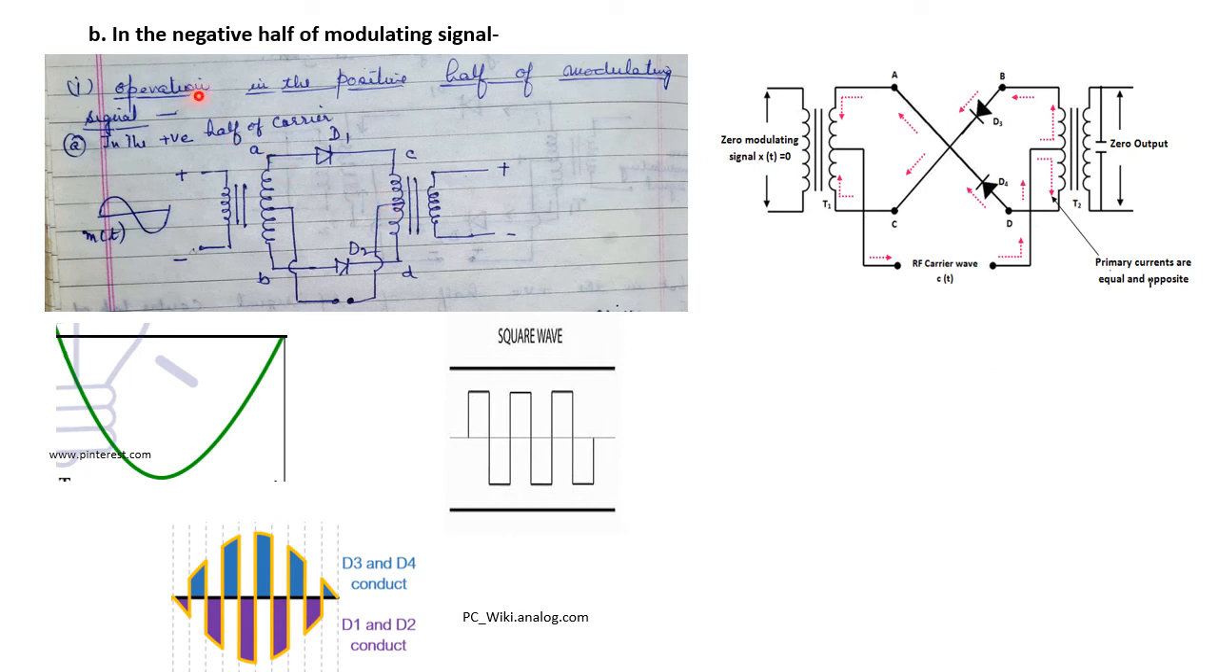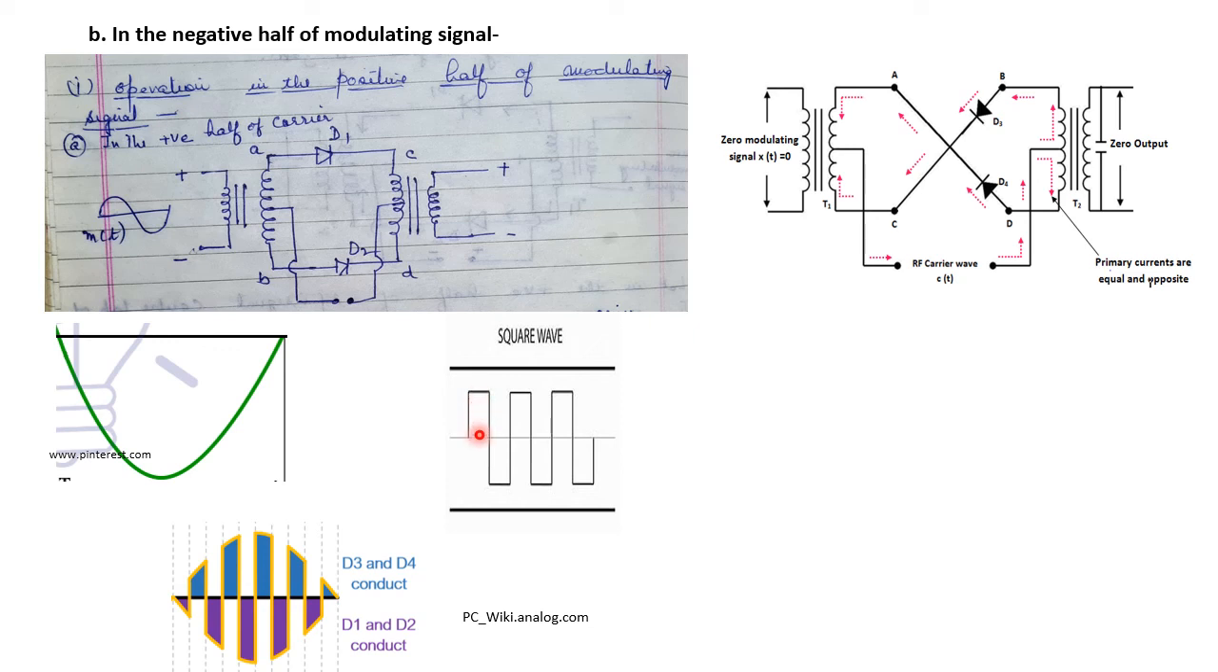So we have seen the case for the positive half cycle of the modulating signal. Now we will consider the case with the negative half cycle of the modulating signal. This is the negative half cycle of the modulating signal, and it is being applied along with the carrier wave, which is a square wave. Similar is the case when the positive pulse of the square wave is being applied.